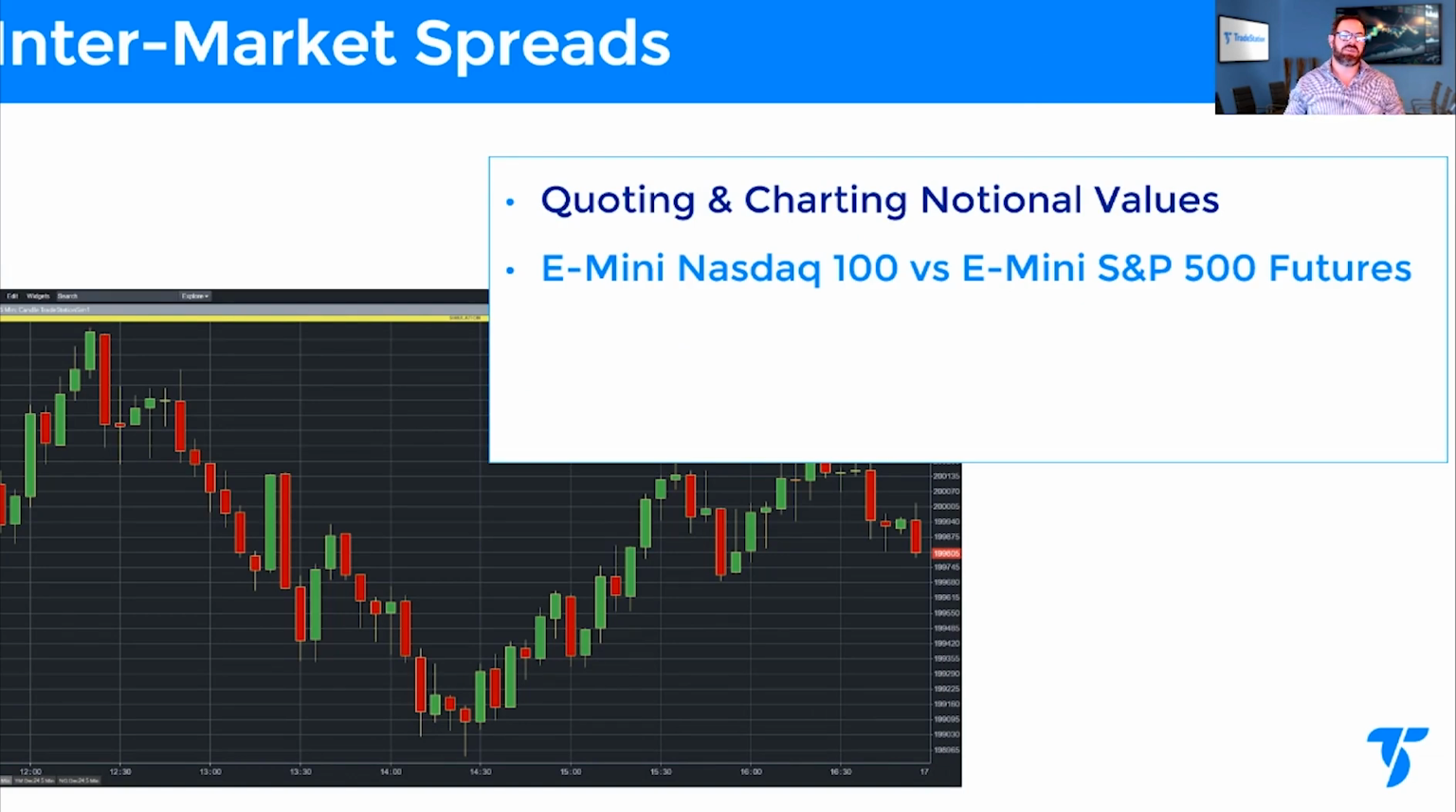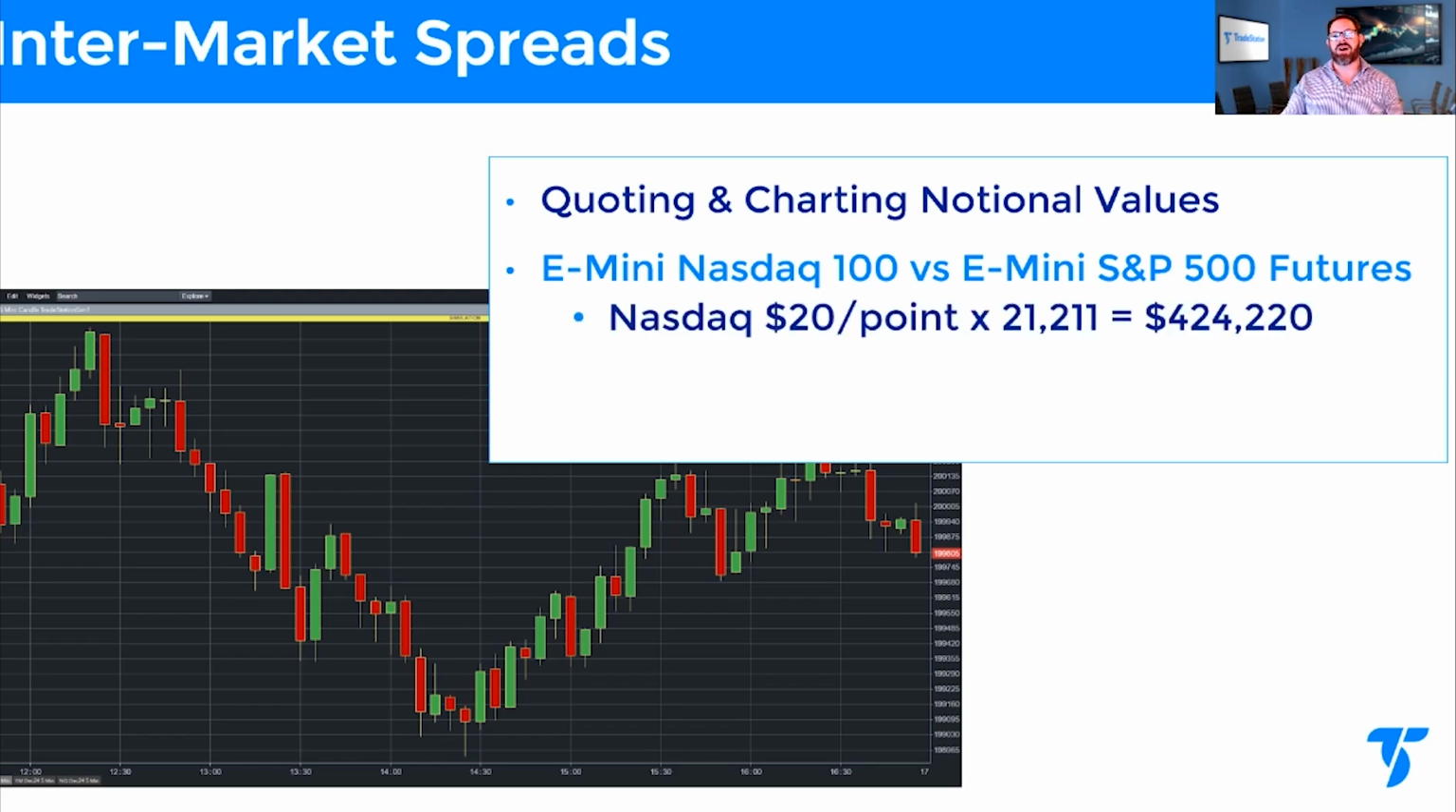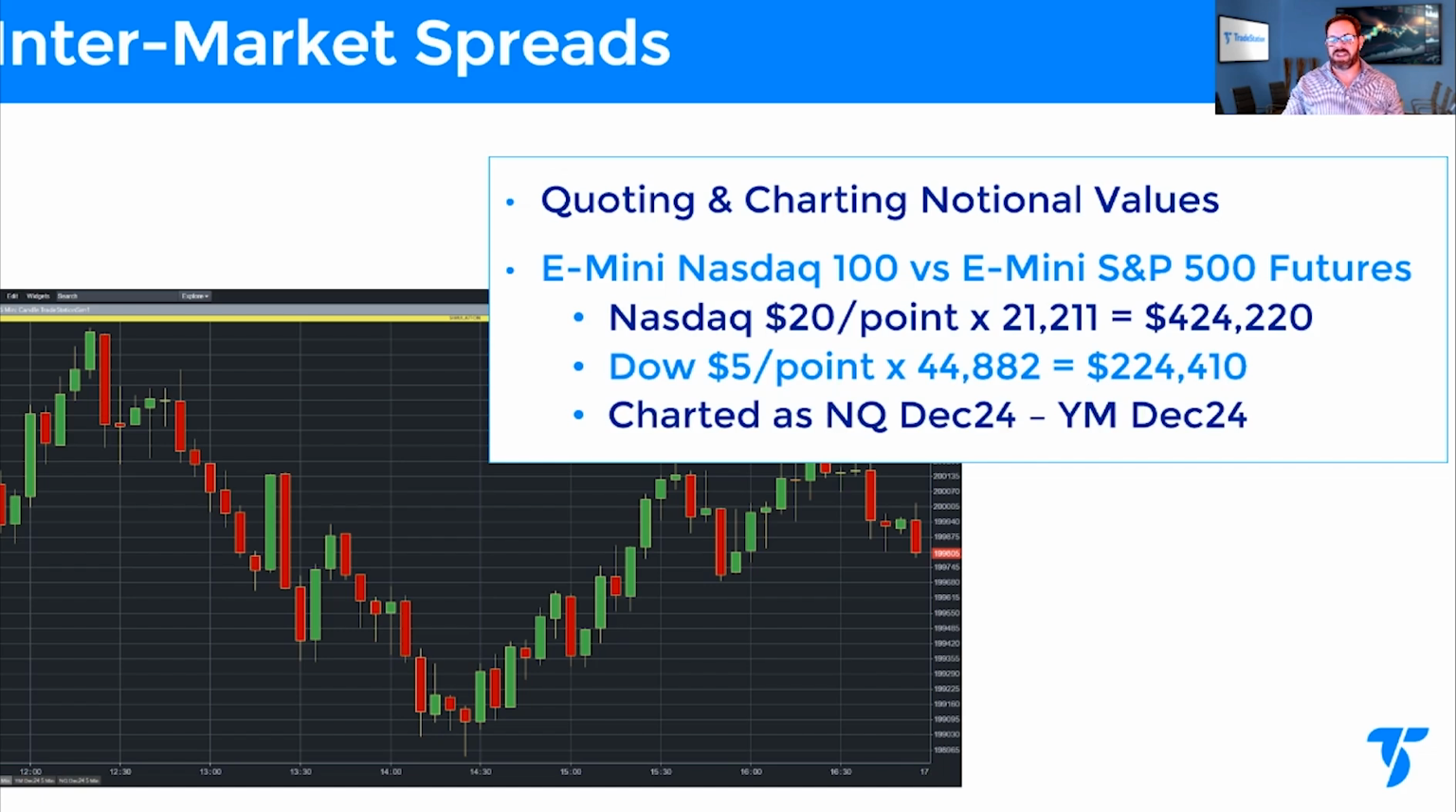Let's say we're going to do the E-mini NASDAQ, the NQ, versus the E-mini S&P, the ES. And we can trade those against each other. They're related securities. They're both equity indexes. But the point value is different. The NASDAQ point value, let's say it was at 21,211 points right now. That one NASDAQ contract has a value of $424,220. The ES has a $50 per point value, okay?